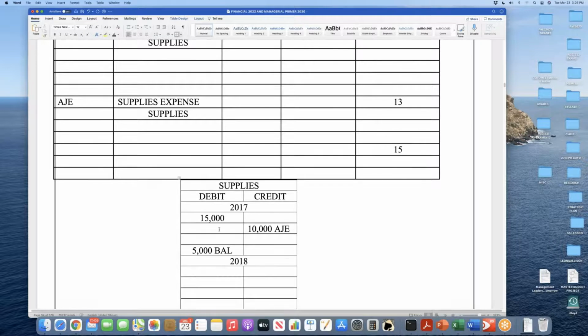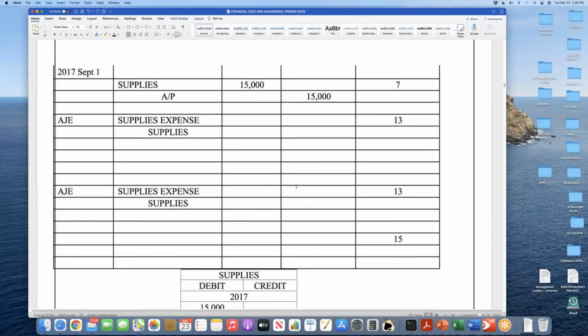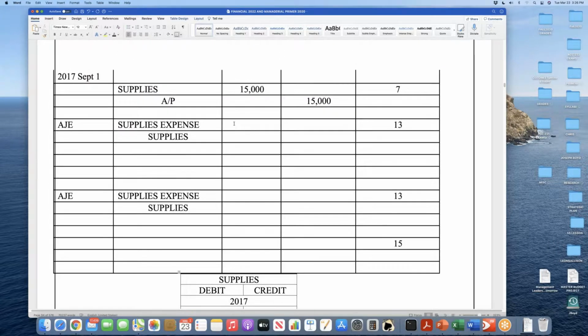So the AJE is the difference between what was in the account and what's left, what we put in and what we left. Think about your bank account. If you put 15,000 in it at the beginning of the month and you got 5 at the end, then you must have spent 10. So you see this stays the same. We just debit supplies expense for 10,000 and credit supplies for 10,000.